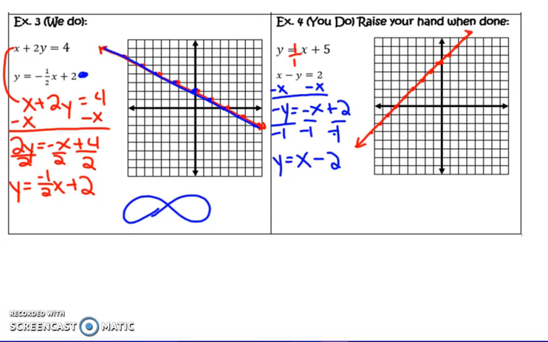So I'm going to start at negative 2 as my intercept. And again, I have a slope of positive 1, so I'm going to go up 1 to the right 1, up 1 to the right 1, and I'm going to continue. And then I'm going to go down 1 to the left.